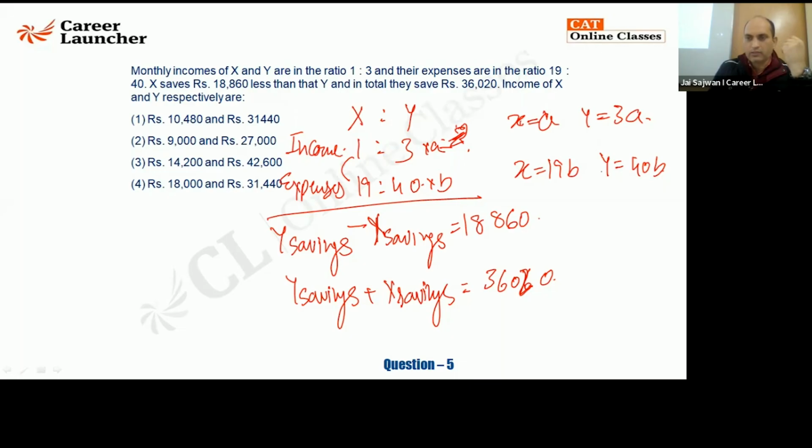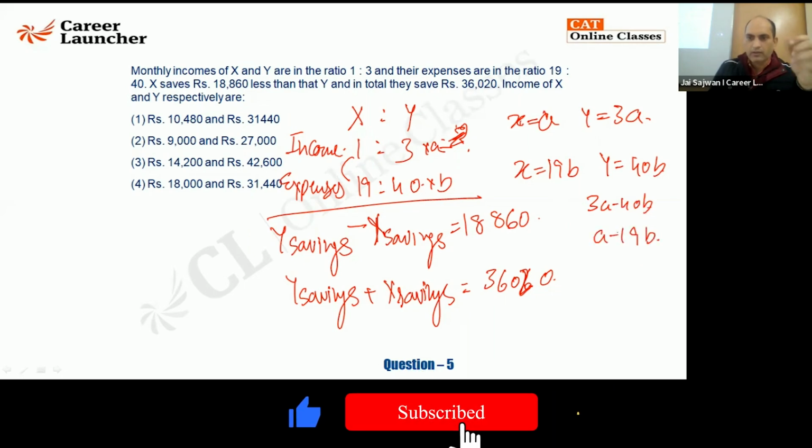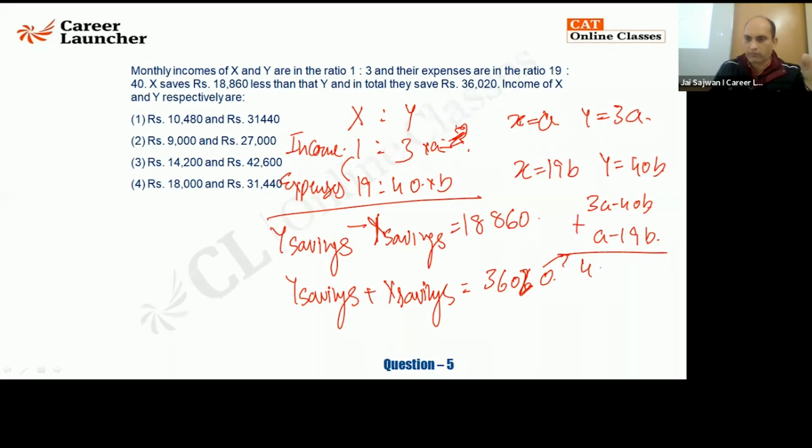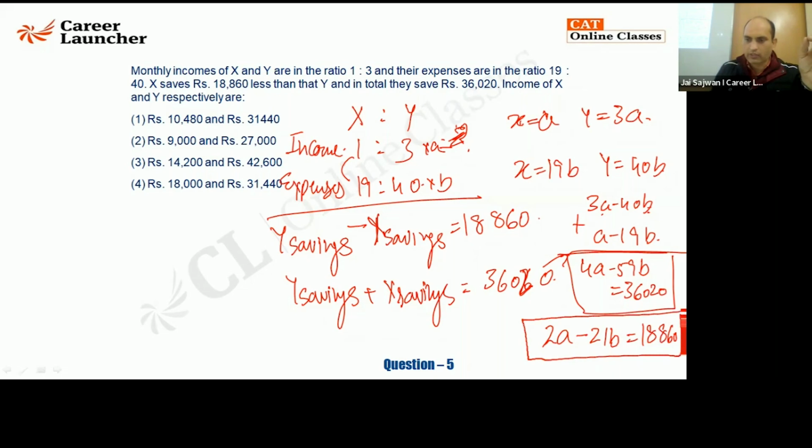What is the saving of Y? Saving of Y is 3A minus 40B. What is the saving of X? A minus 19B. These are the saving. Now, what is given is summation of them. One is this summation. 4A minus 59B is equal to 36,020. This is one equation. Second is Y saving. Y saving is coming out to be what? 3A minus 40B minus X saving. If you separate it, you are going to get 2A minus 21B is equal to 18,860. This is second equation we are getting.